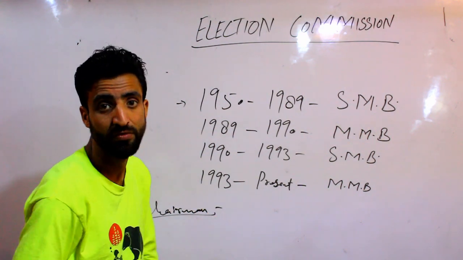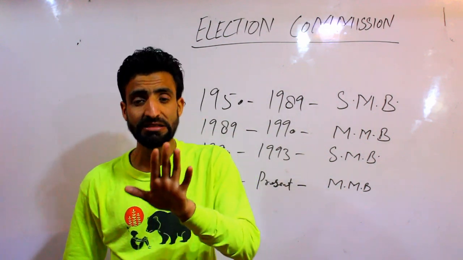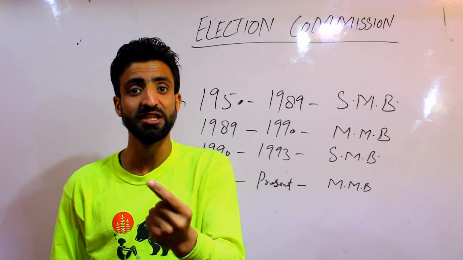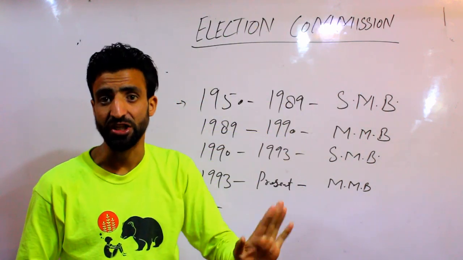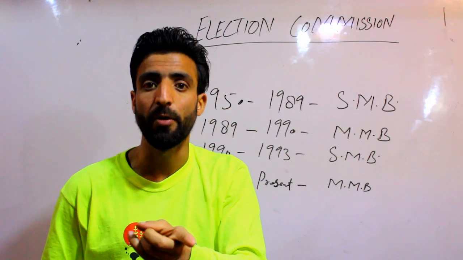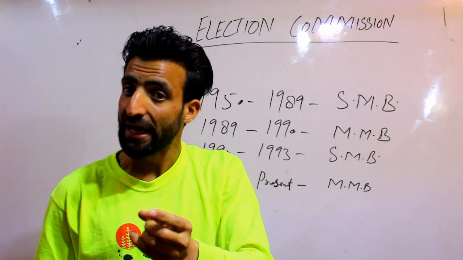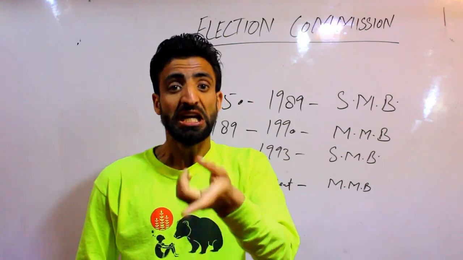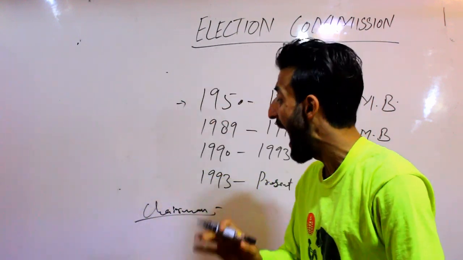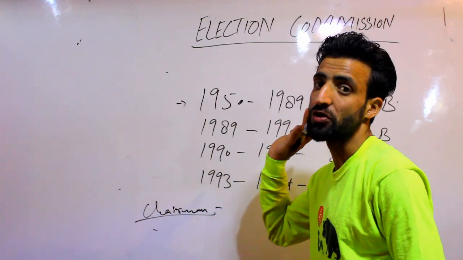My dears, when Election Commission is just a single member body, it is only headed by Chief Election Commissioner. But whenever it is a multi-member body, wherein there is Chief Election Commissioner and other election commissioners, तो वहां पे Chief Election Commissioner acts as a chairman of Election Commission.